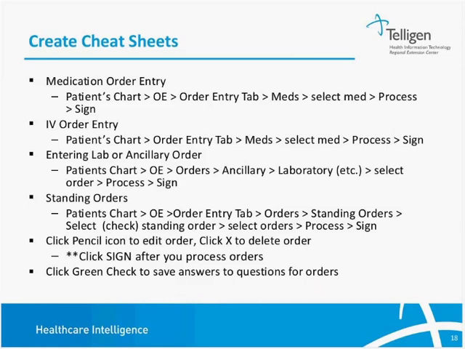Another tool that I recommend is using cheat sheets, and this is just an example of what you can enter on your cheat sheets. So the method that I used personally with my staff was that I created a full Word document that had screenshots and walked the people through step by step how to do different tasks with CPOE. And then I created a concise version that was very small, and we made sheets of paper that had this information on it. So this is like every arrow is a click. So you go to patient charts, and then you click on order entry, and then you click on the order entry tab, then meds, select meds, process, and sign.